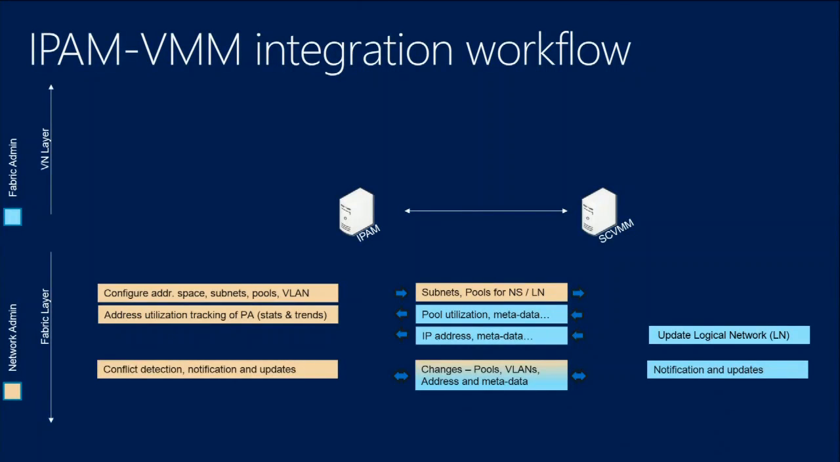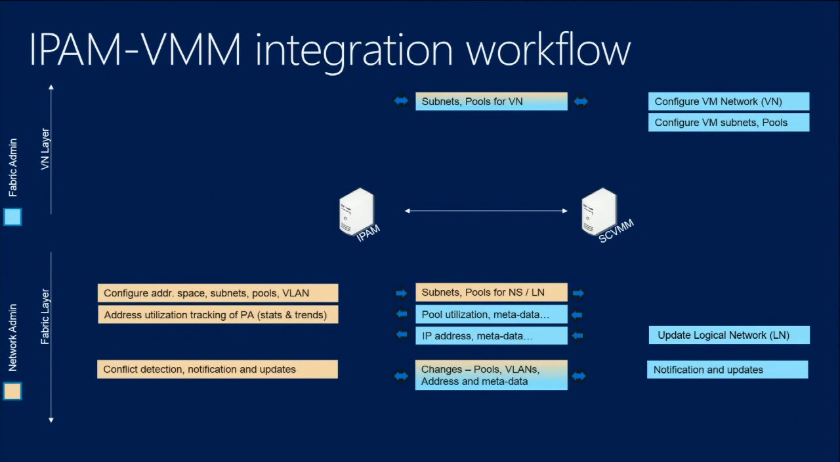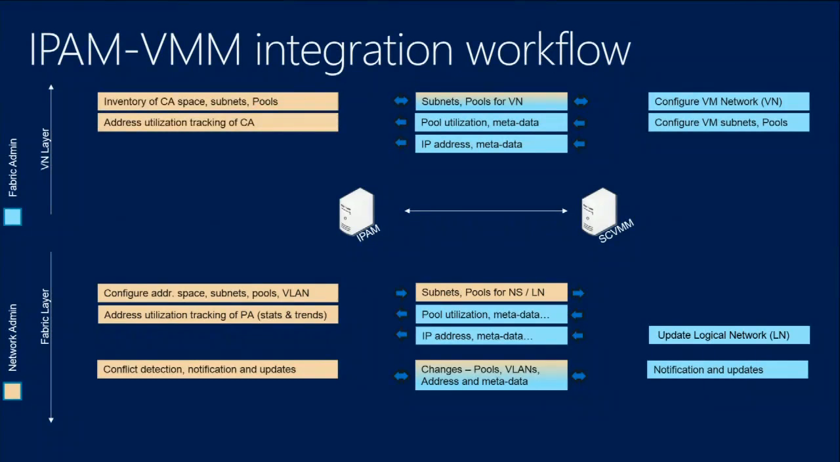Now let's talk about the workflow from the other side, which is on the SCVMM side. The fabric administrator would configure the virtualized network, the higher layer network, and configure the VM subnets and pools for it, and that will get synchronized back into IPAM, including pool utilization data, as well as what IP address is assigned to each individual VM. All that information is synchronized back into IPAM.